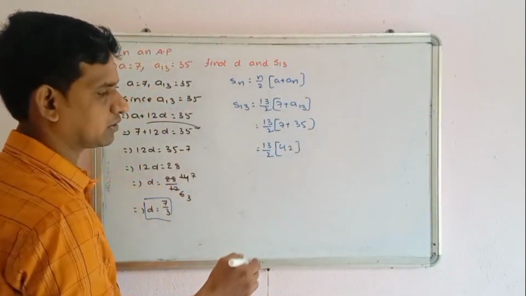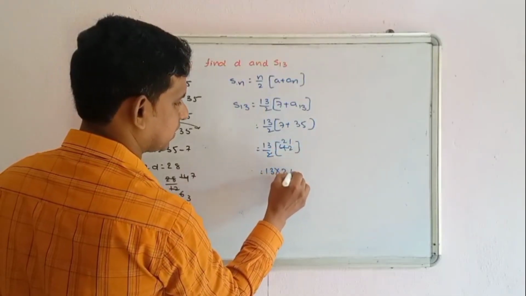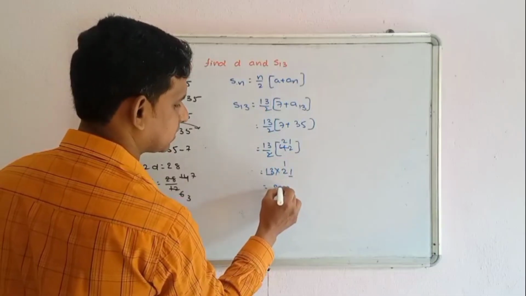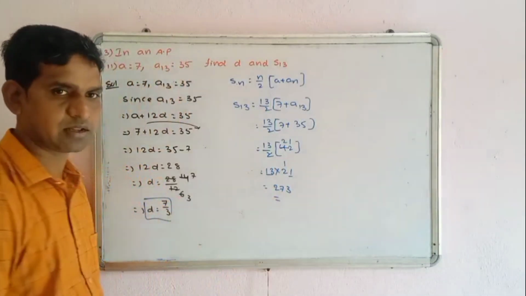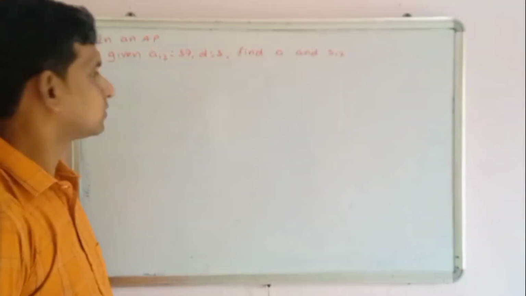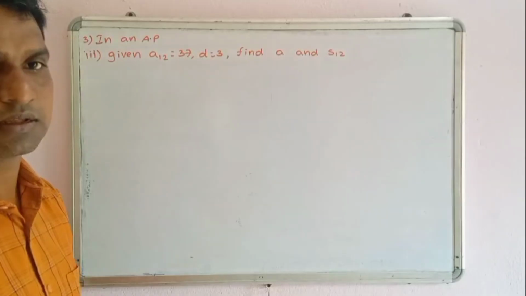7 plus 35 is 42. 2 how many times? 21 times. So 13 times 21. 13 1 is 13, 13 2 is 26, 26 plus 1 is 27. So S13 value is 273. Problem 3. Given A12 equals 37, D equals 3.